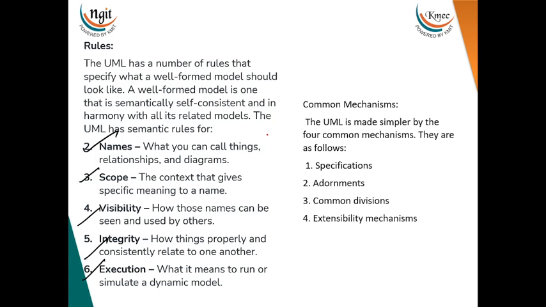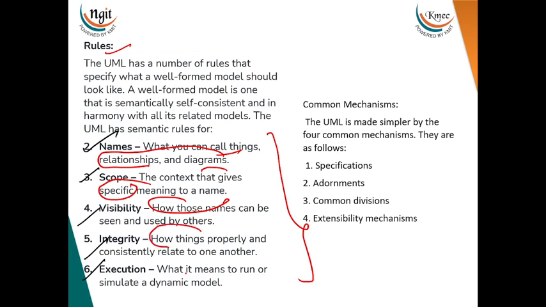Then we have names. You have to follow rules. What are the rules for the name? It should be a well-defined name. The context gives a specific meaning to that name. It should be clearly visible, and it should take in all the relationships, constraints, and integrity, and what it means to run. It should give you a dynamic model of it.